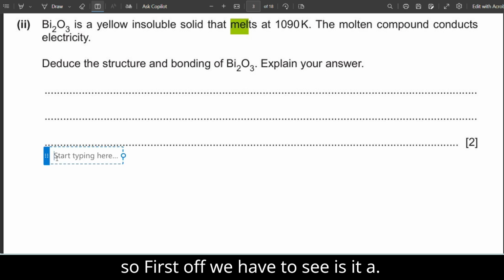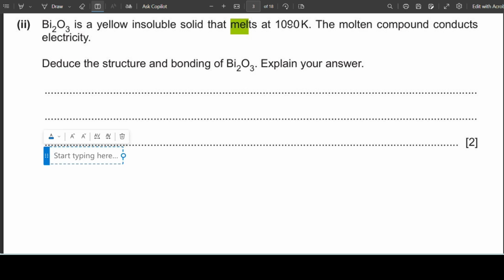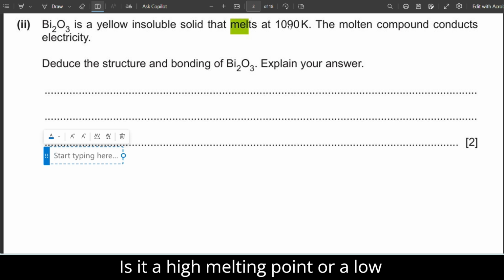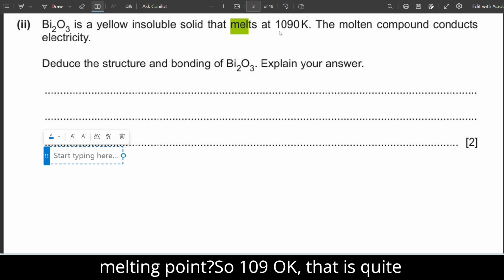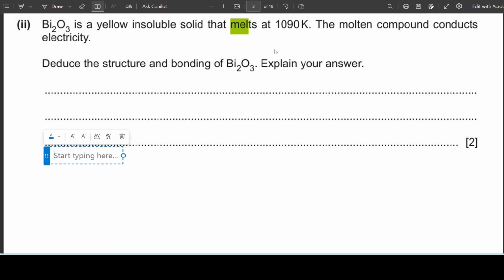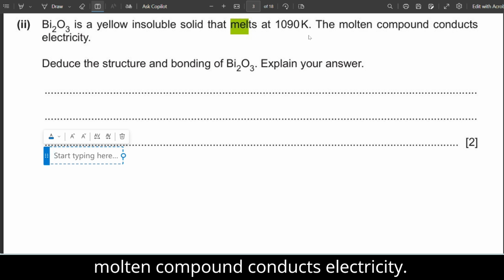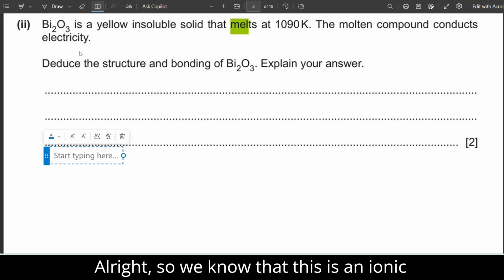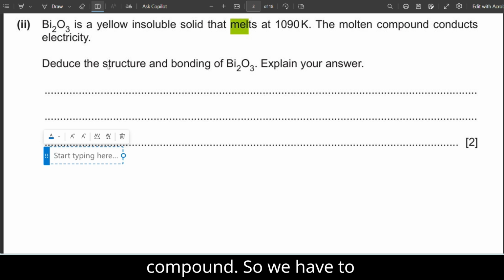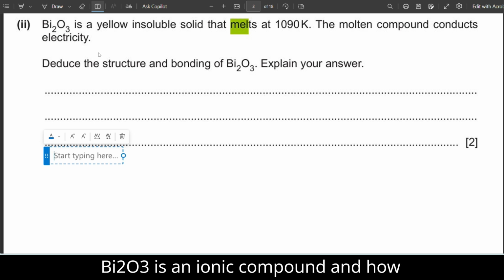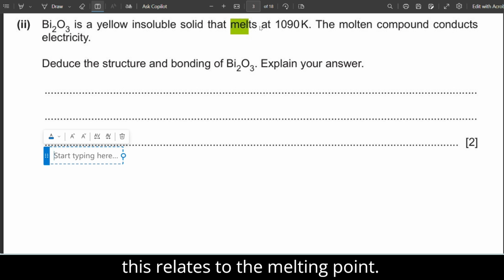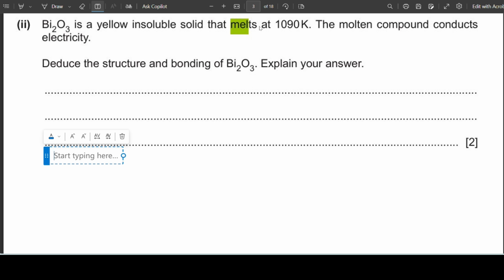First off, we have to see, is it a high melting point or a low melting point? So 109, okay, that is quite high. And then they're telling us that the molten compound conducts electricity. Alright, so we know that this is an ionic compound. So we have to explain why Bi2O3 is an ionic compound and how this relates to the melting point.